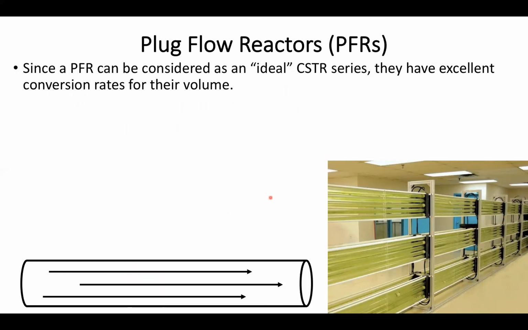Now, one of the things that is worth noting is that since a plug flow reactor is essentially almost the ideal form of a constant stirred tank reactor series, they have excellent conversion rates for their volume. It's really hard to beat them. As you can see from this diagram of a real plug flow reactor, they can actually be fairly simple to build and easy to maintain for their conversion rates, as you can often build them with simple off-the-shelf parts.